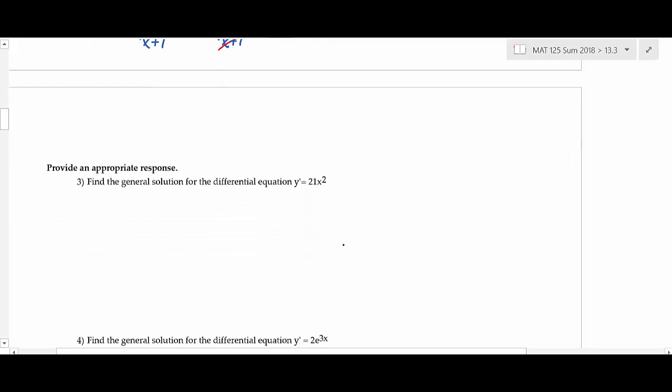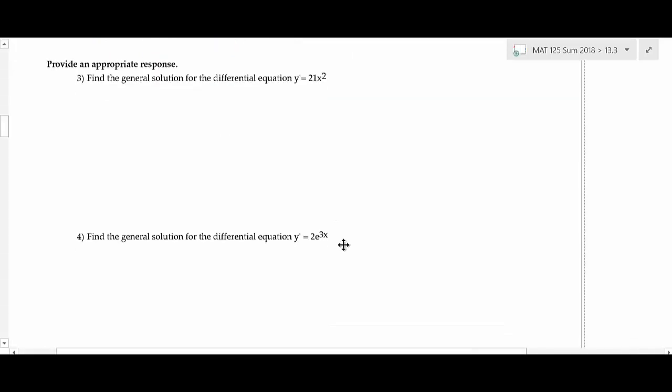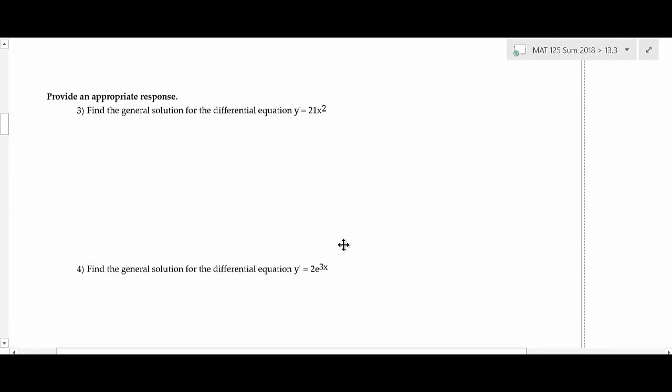So what we're going to do is solve some real simple, basic differential equations in this class, really. We're going to look at some pretty straightforward things. To begin with, we're going to find the general solution of this differential equation. This is a first order differential equation. So we have y prime is equal to 21x squared.